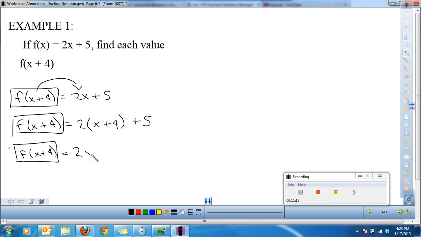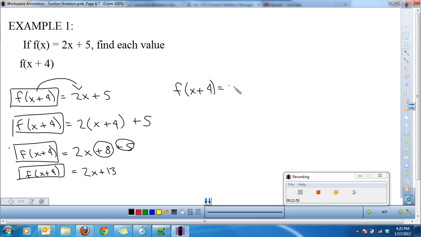Two times x is 2x. 2 times 4 is 8. And then on the end, I'm going to have a plus 5. Let's go ahead and simplify. Remember to keep your f of x plus 4. Can I combine any terms? An 8 and a 5 can be combined. I have 2x plus 13. So my function, and how I would write my answer, is f of x plus 4 is 2x plus 13.